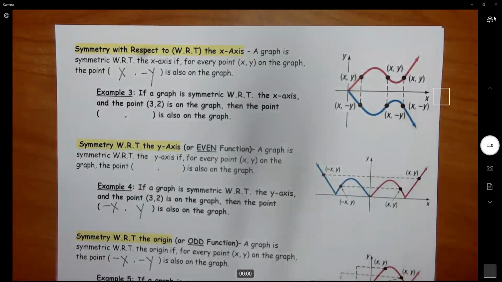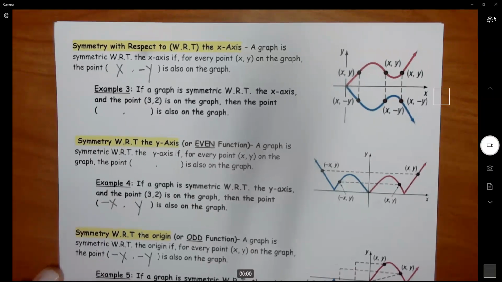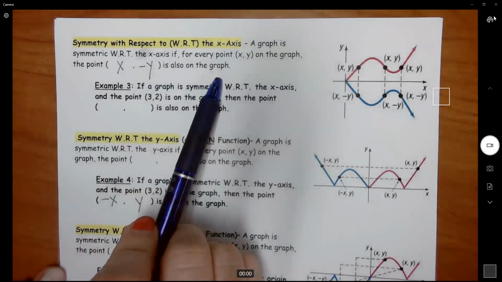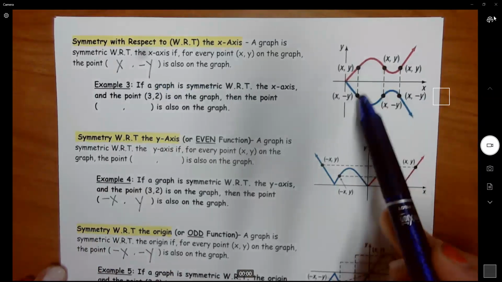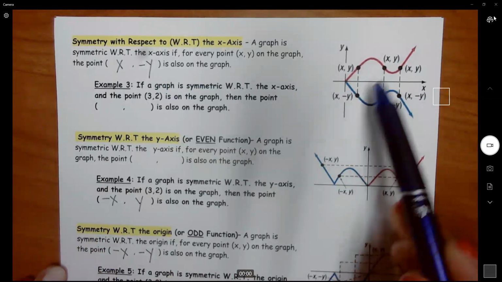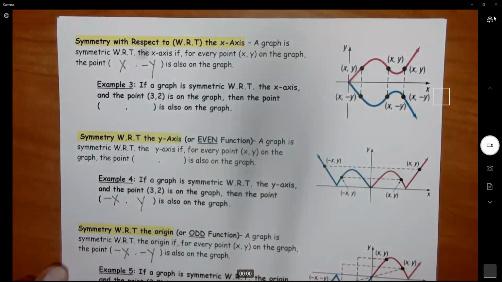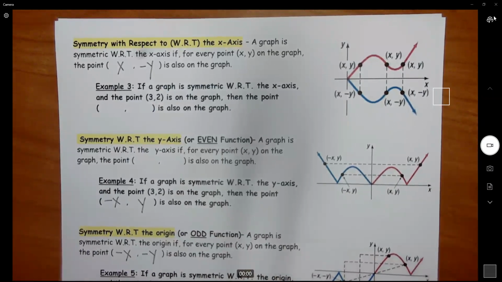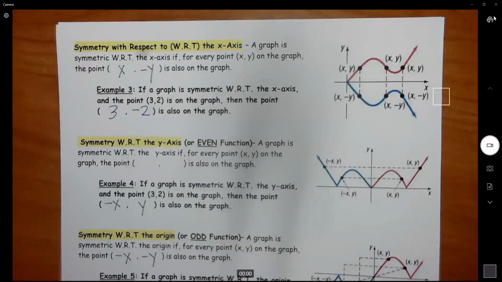A graph is symmetric with respect to the x-axis if for every point (x, y) on the graph, the point (x, negative y) is also on the graph. And you can see that visually here. You've got (x, y). Well, that x down here is the same, but now it's on the negative y. So everything kind of mirrors each other in that way. So if a graph is symmetric with respect to the x-axis, and the point (3, 2) is on the graph, then the point (3, negative 2) is also on the graph.